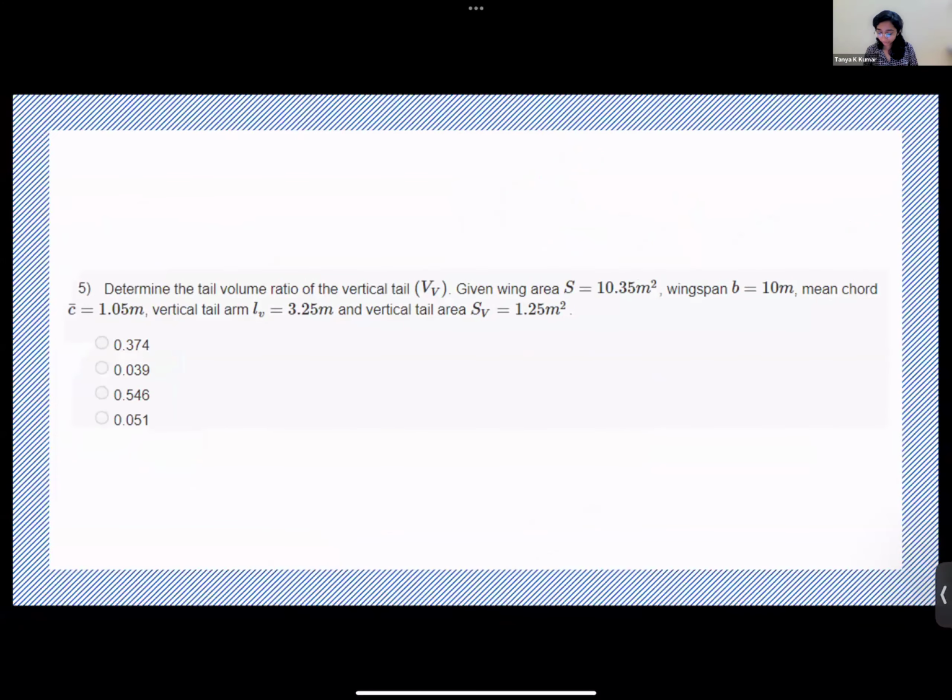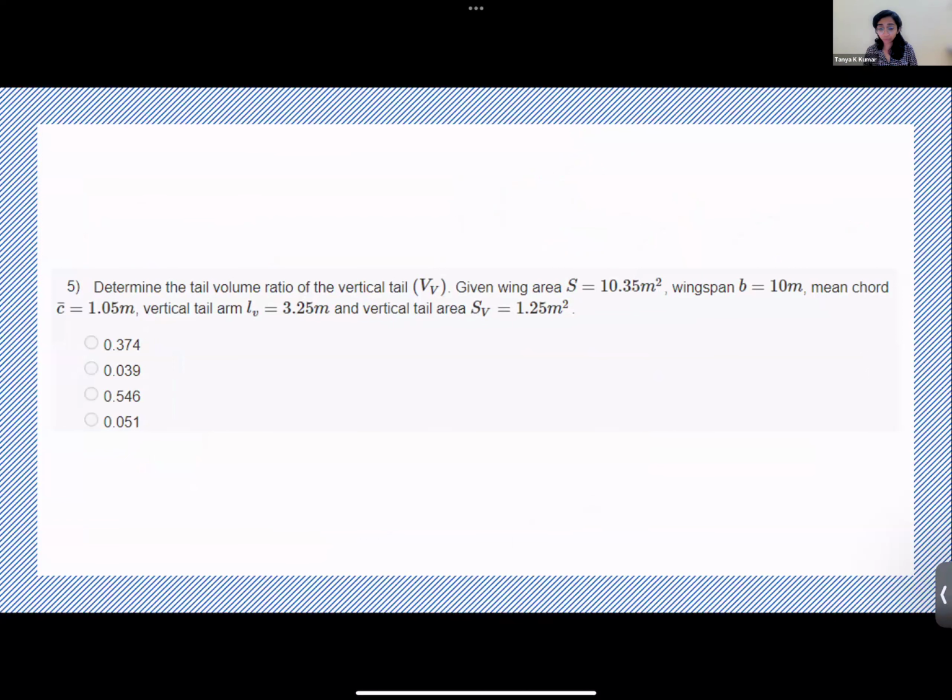Okay. Determine the tail volume ratio of the vertical tail given that the wing area is 10.35 meters square, span is 10 meters, mean chord is 1.05 meters, vertical tail arm LV is 3.25 meters, and vertical tail area is 1.25 meters square. They've asked you to find vertical tail volume ratio, VV. What was the formula? Horizontal tail volume ratio, VH. What was the formula for VH?